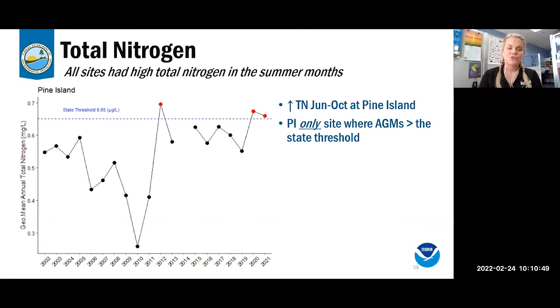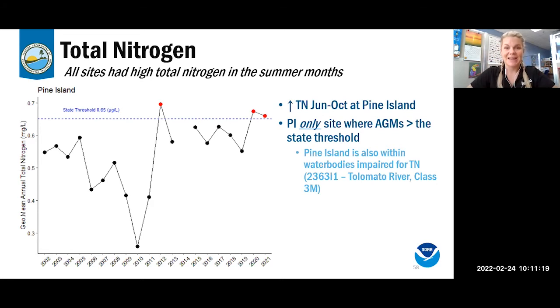When looking at total nitrogen, all the sites had high total nitrogen in the summer months, which is to be expected when we get summer rain events. However, total nitrogen was high from June through October at Pine Island, which was much longer than any of the other swamp sites. This figure again shows the annual geometric mean calculations, but this time for total nitrogen. Pine Island is also the only one of our swamp stations where the annual geometric means exceed the state threshold of any of the swamp stations. And this site is located within a water body impaired for nitrogen.